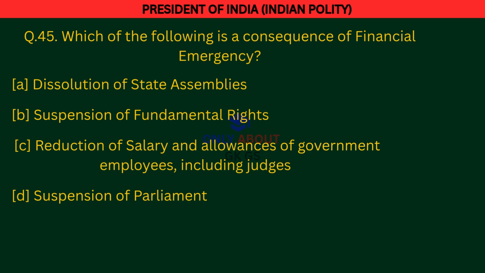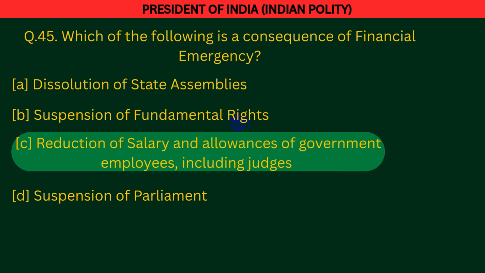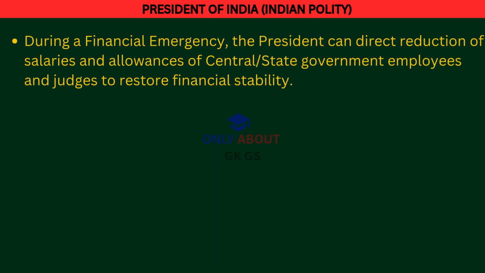Next question. Which of the following is a consequence of financial emergency? Correct answer: reduction of salary and allowances of government employees including judges. During a financial emergency, the President can direct reduction of salaries and allowances of central or state government employees and judges to restore financial stability.